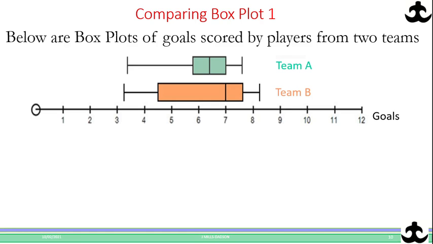Below are box plots of goals scored by players from two teams. We are supposed to make a conclusion as to which players from which team are really reliable to be featured in a match.